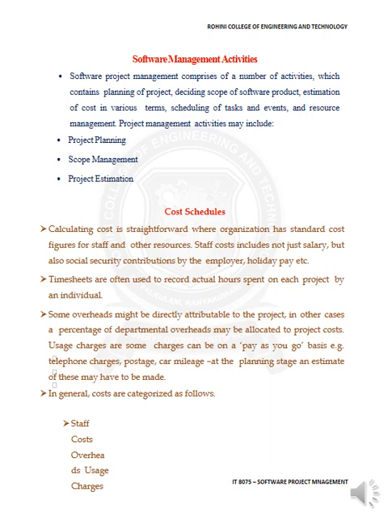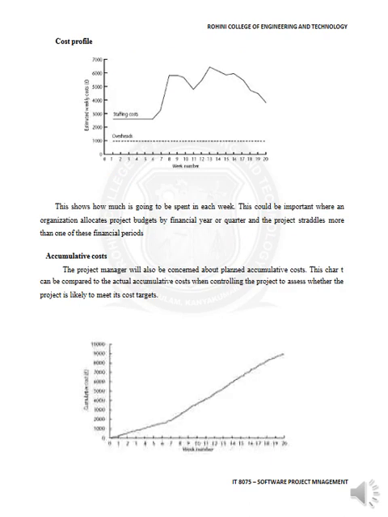Usage charges can be on a pay as you go basis. For example, telephone charges, postage, car mileage. At the beginning stage, an estimate of this may have to be made. In general, costs are categorized as follows: staff cost, overhead cost, usage charges. The cost profile is how much you are going to spend in each week.